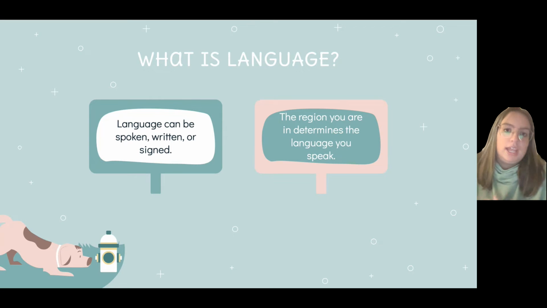With sign language here, predominantly we use ASL and we teach ASL, which stands for American Sign Language. But there are over 300 different versions of sign language. One example would be BSL, which stands for British Sign Language, and MSL, which is Mexican Sign Language.